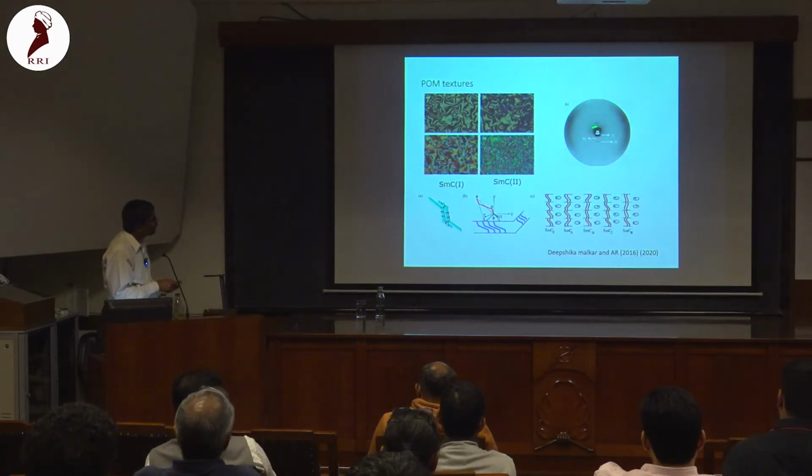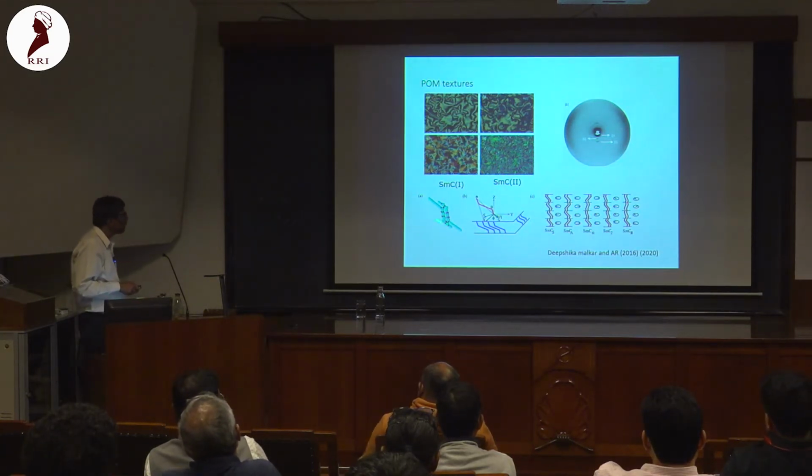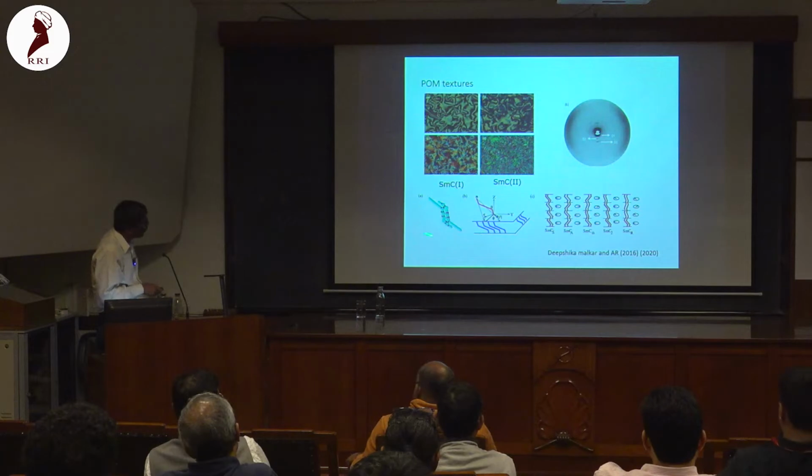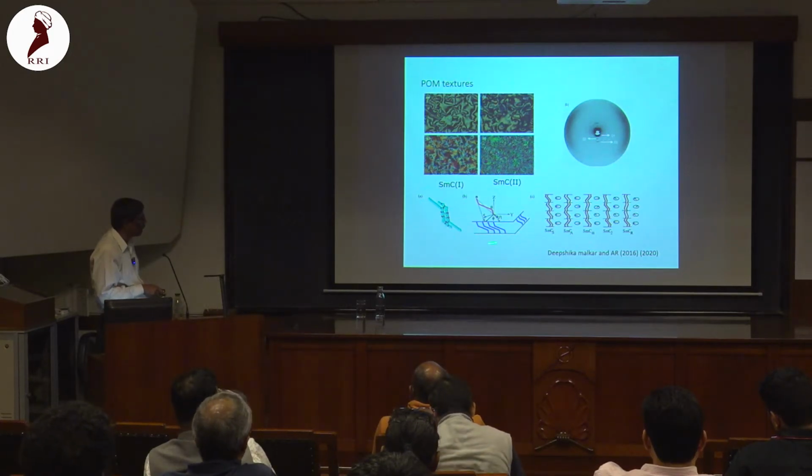And the X-ray shows there is a smectic layer structure. Then we found that actually these molecules in a layer form a pair like this. And this is a kind of zigzag structure. And these zigzag shapes actually pack in the layer.